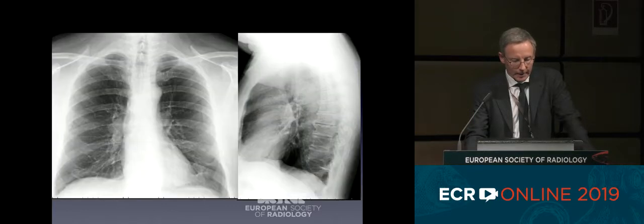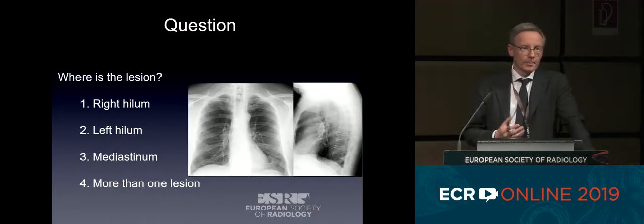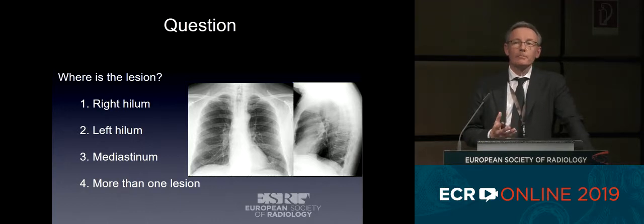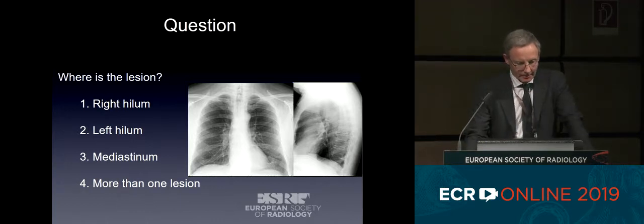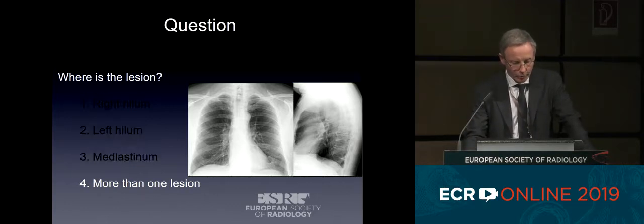So, a 70-year-old man, here is the radiograph. Carefully check the difficult areas: the apices, the hila, behind the heart, behind the diaphragm. Where is the lesion? Where are the missed lesions? Right hilum, left hilum, mediastinum, more than one lesion. So there's no interactive voting in this room today. There is more than one lesion.